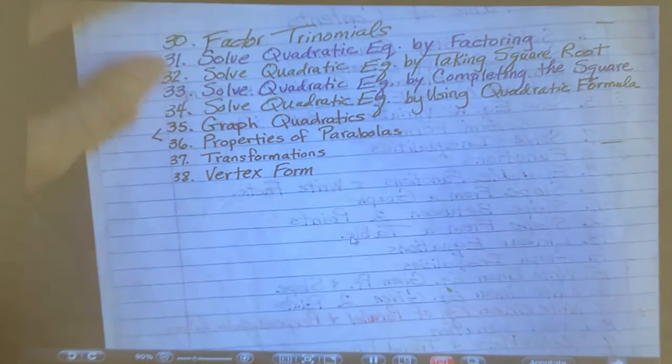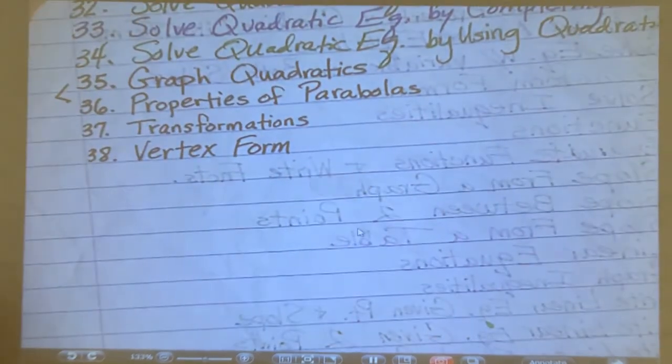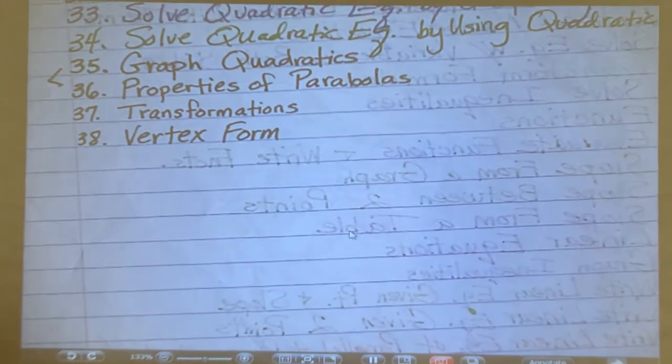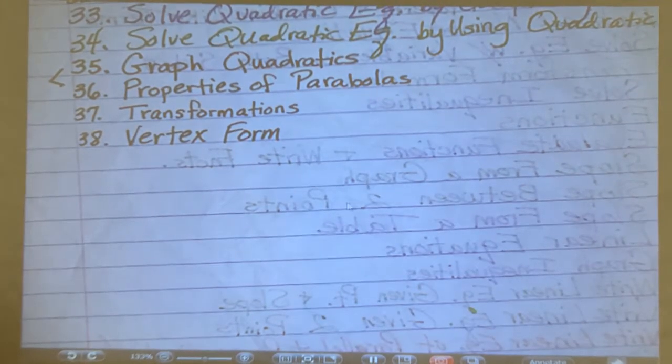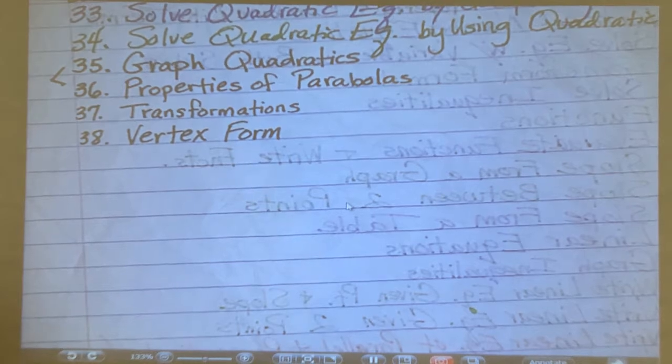If you have any distractions going on, this is not a lesson to be distracted on. It's going to be one of the toughest ones I'm going to attempt to do through these videos. So pay close attention. Number 38, vertex form.